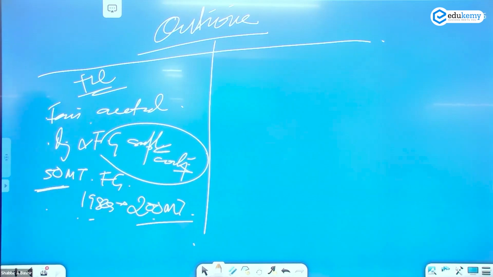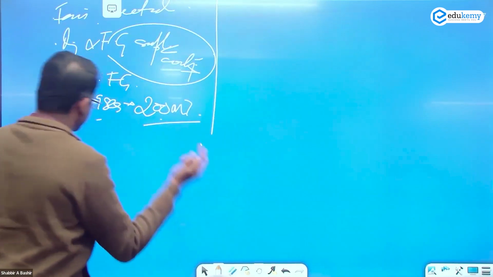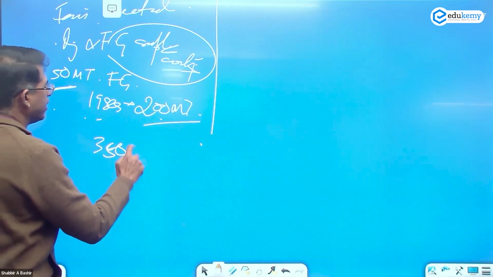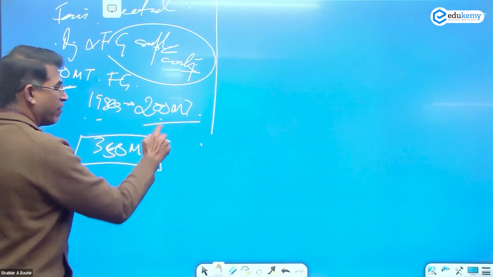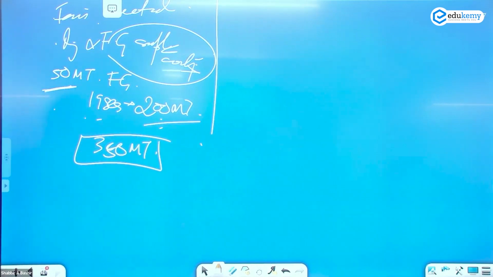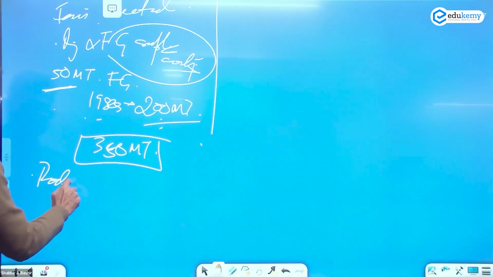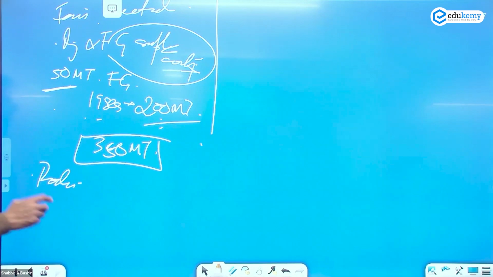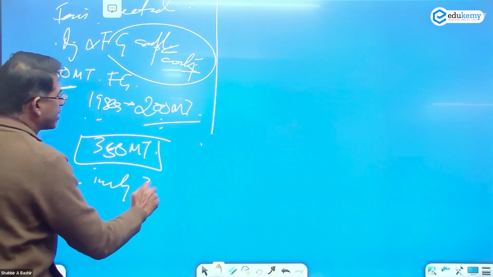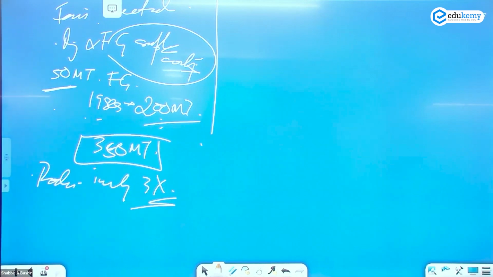Today we are touching and crossing how much? Anybody? Any idea? Yes, around 350 million tons. We are among the largest food grain producing country of the world. A huge achievement here. Hamara productivity, on average, increased by 3 times.